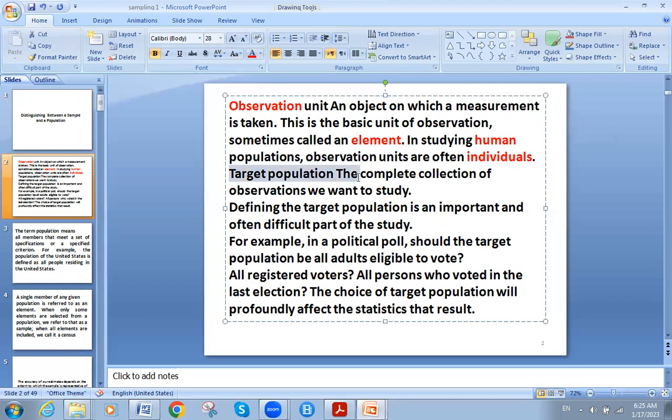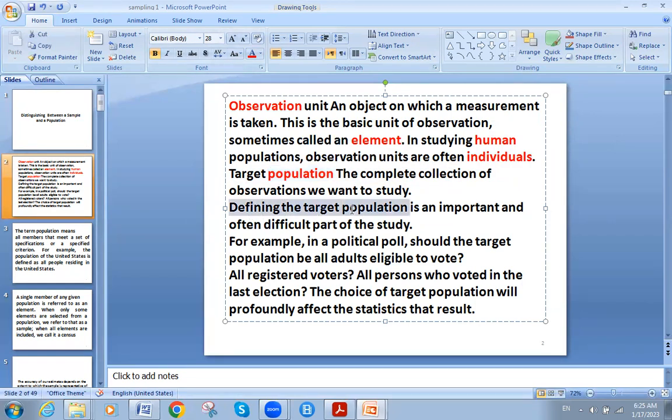Target population is the complete collection of observations we want to study. Defining the target population is defining what we are studying. So if we are studying patients or sick people in hospitals, then the population is the sick people, the people who enter the hospitals.